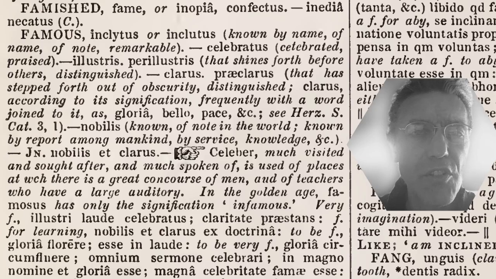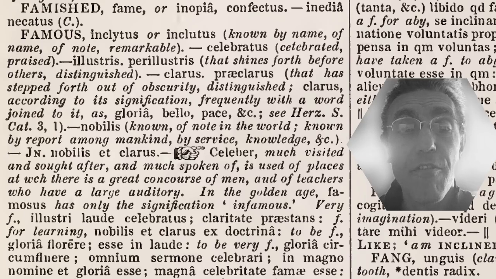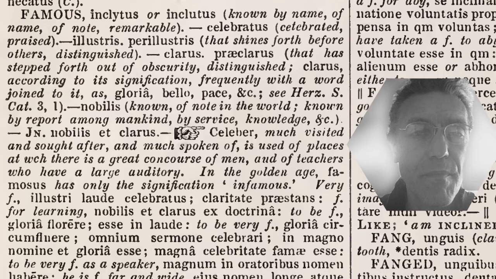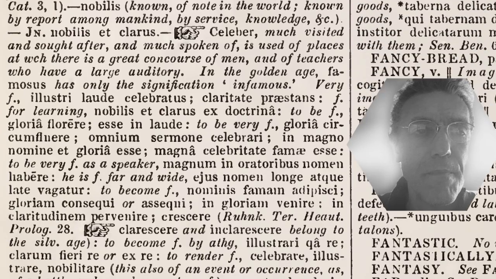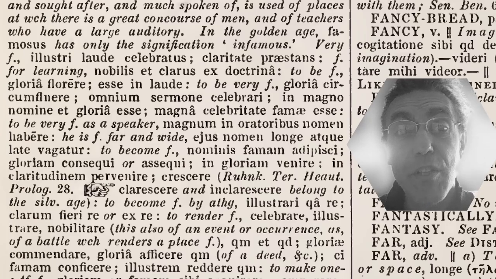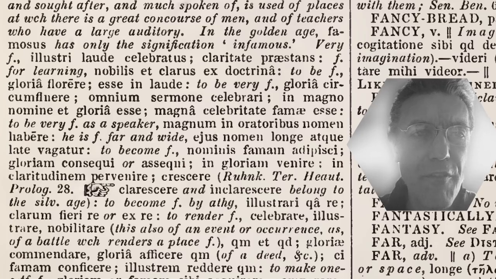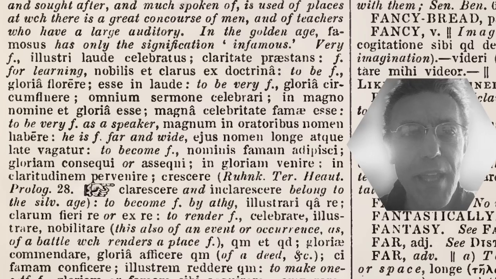In the Golden Age, famosus only has the meaning of infamous, the exact opposite of what it would mean, and so it is a very, very false friend. Very famous: illustri laude celebratus, claritate praestans. Famous for learning: nobilis et clarus ex doctrina. To be famous: gloria florere, esse in laude.